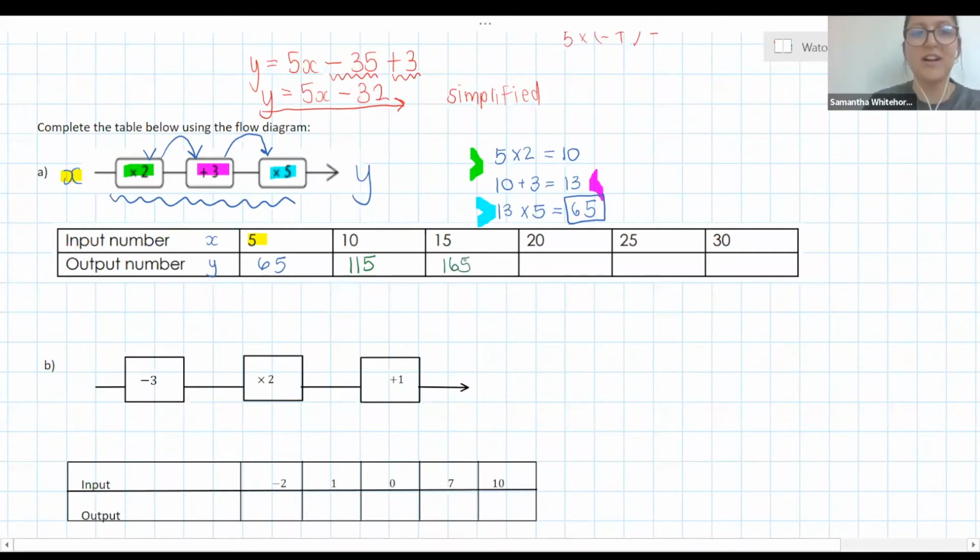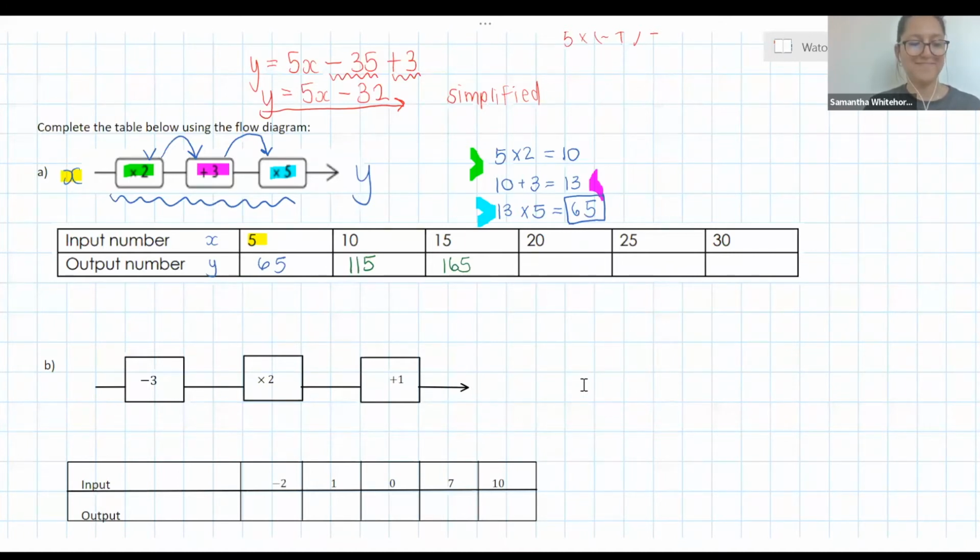Excellent. Okay, so guys, again, 15 times 2 is 30. 30 plus 3 is 33. And 33 times 5 is indeed 165. Well done. Okay. Sihle, would you like to give us the output when our input is 20?